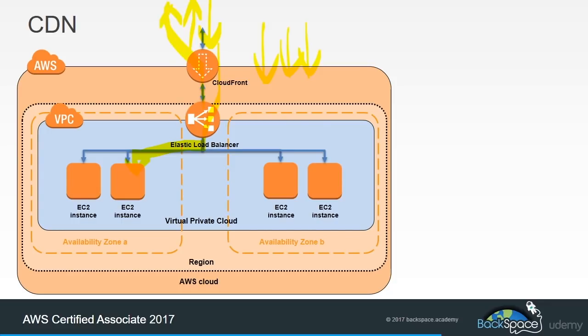And so that helps us to greatly reduce the load on our infrastructure, the load on our Elastic Load Balancer, the load on our EC2 instances. But at the same time, it's going to create very high performance for our architecture, and very low latency for our end users.